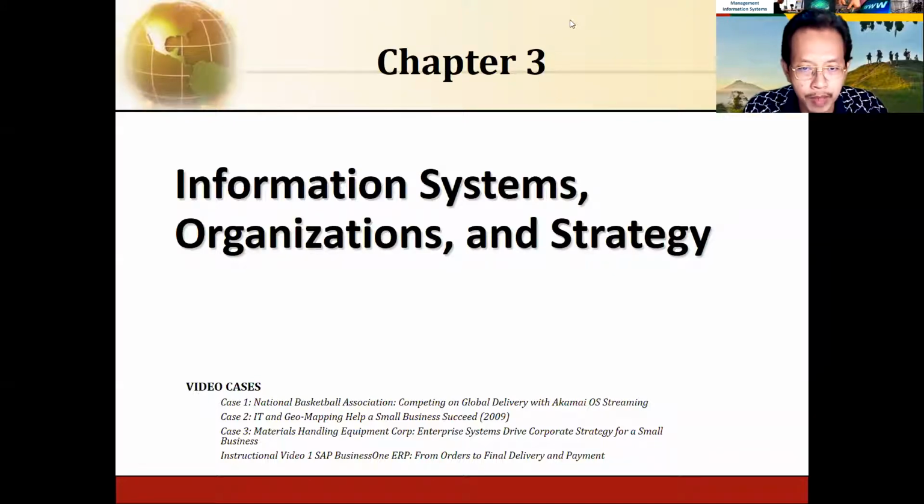So in this part, we would be talking about information systems, organizations, and strategy, and especially how those three concepts would be interacting with each other, would be connected to each other.